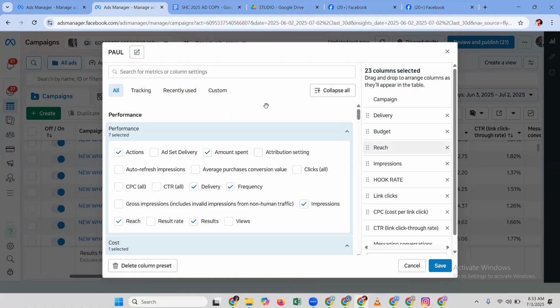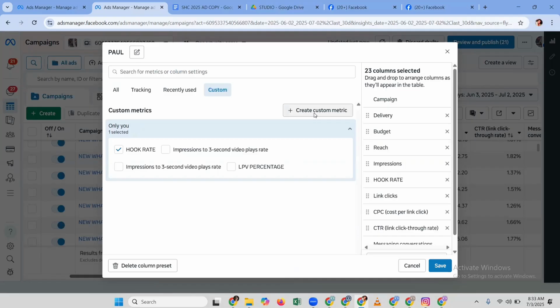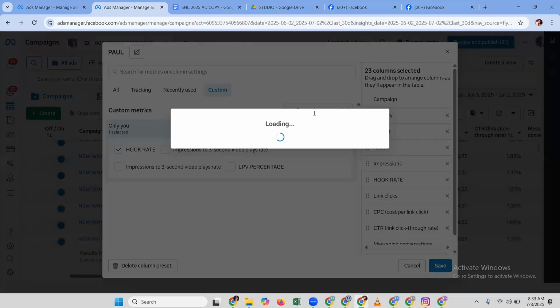By the way, if you want to create that hook rate that I told you about, you won't see it. Facebook does not give it to you. But if you want to create it, you come to custom here. So you come to custom and then you are able to create custom metrics. I'm not going to create it, but I'm just going to tell you.